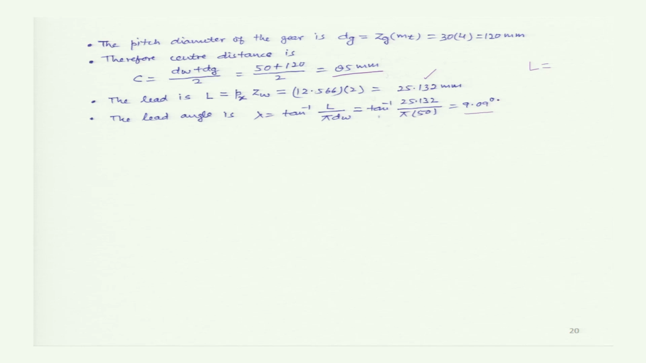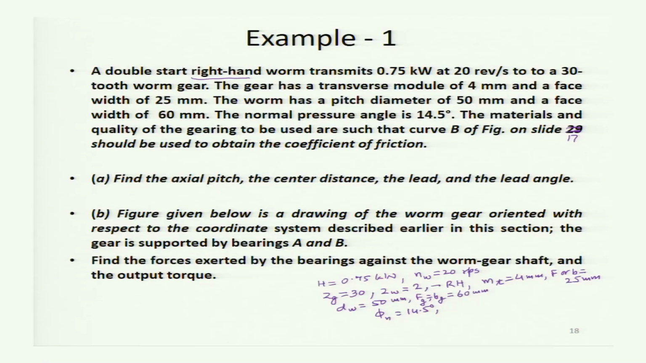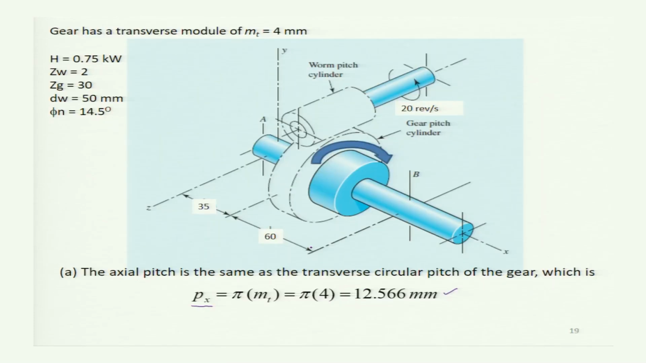The main thing is the determination of the forces on the bearings and the forces at the point of contact. So it is required to determine the bearing reactions. One bearing is A, somewhere here. This is bearing A, and bearing B is at this location. The distance between the bearings is 60 plus 35.